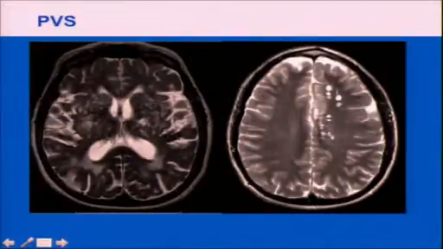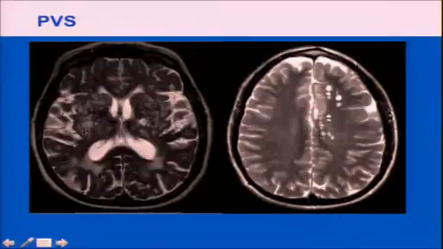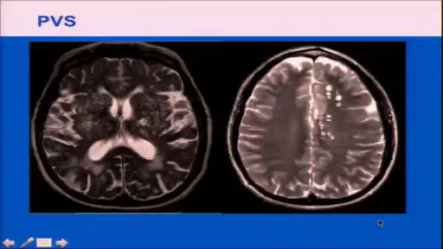So here are a few perivascular spaces. Those are the typical ones that we see normally in the basal ganglia, but they can be everywhere. They can be symmetric, they can be asymmetric. As I said, they can be present in all age groups.